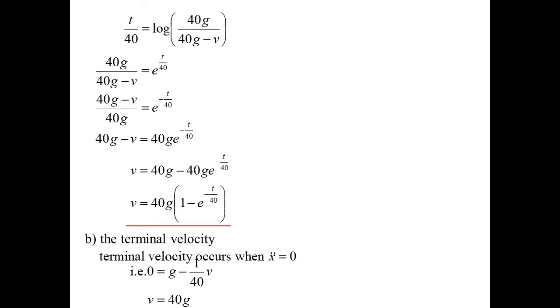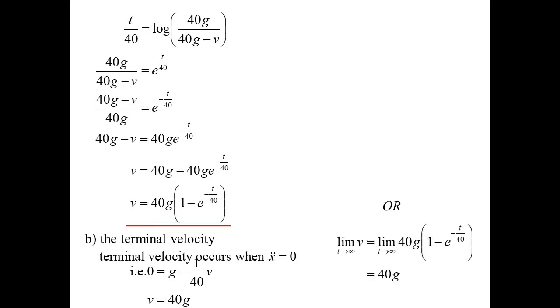Exponentialize, multiply out, few steps there, but eventually we get it. So velocity is 40g outside of 1 minus e to the power of minus t on 40. The terminal velocity. So there are 2 ways we can do it. As I said, terminal velocity will occur when the acceleration is equal to 0. So I can simply solve acceleration equals 0 and I get 40g.